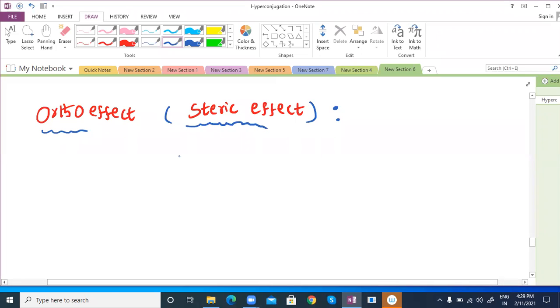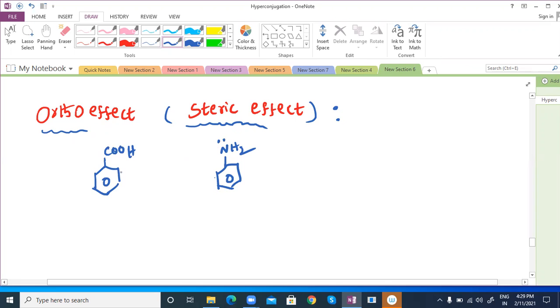So the ortho effect, or steric effect, is mainly observed in aromatic acids, which is benzoic acid, and the other one is aniline. This is the main topic in our syllabus, and we are going to observe it. Benzoic acid has acidic character and aniline has basic character.